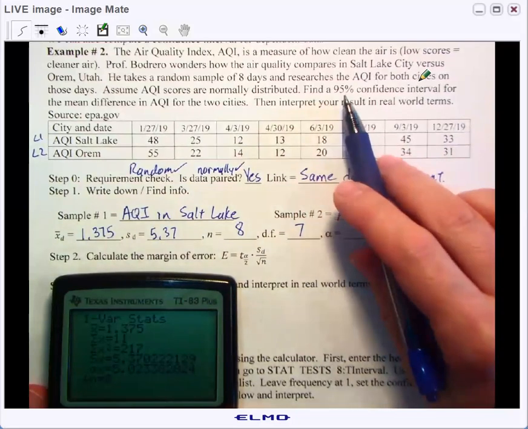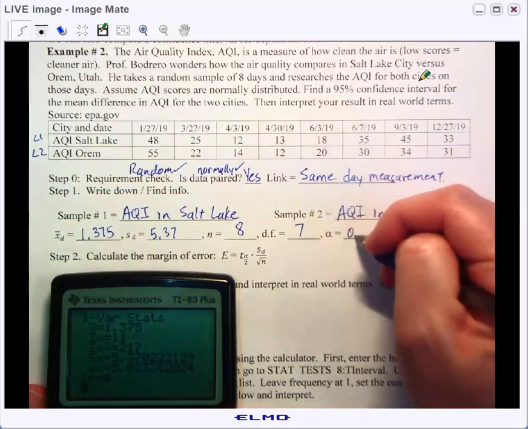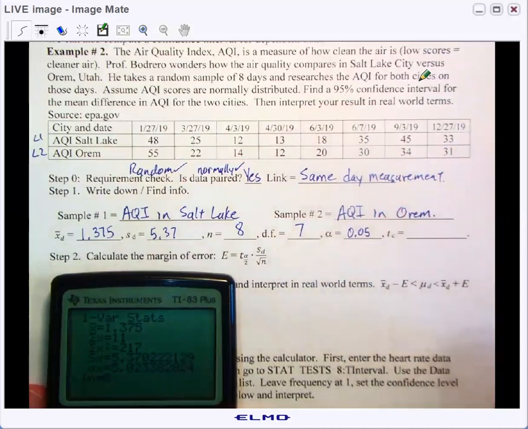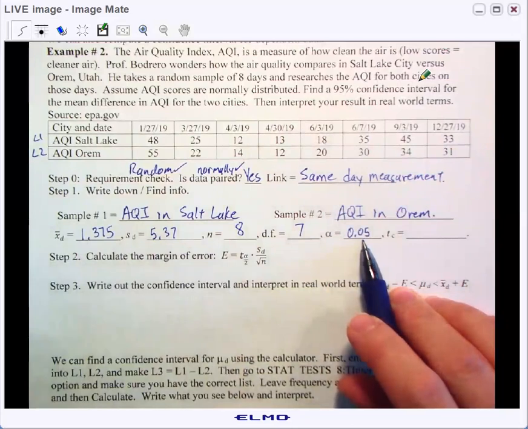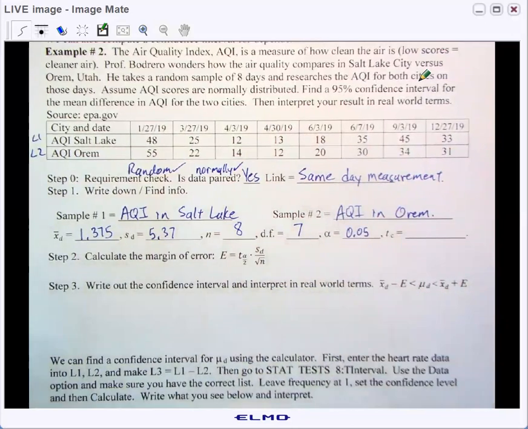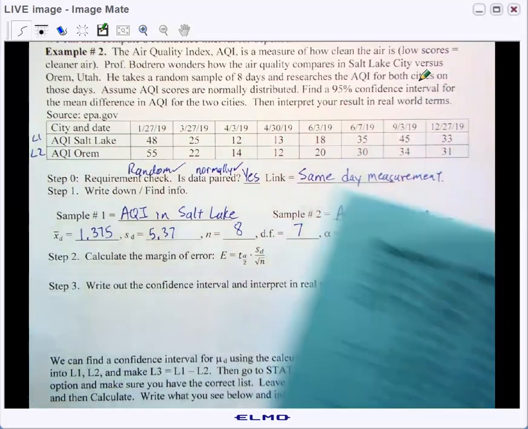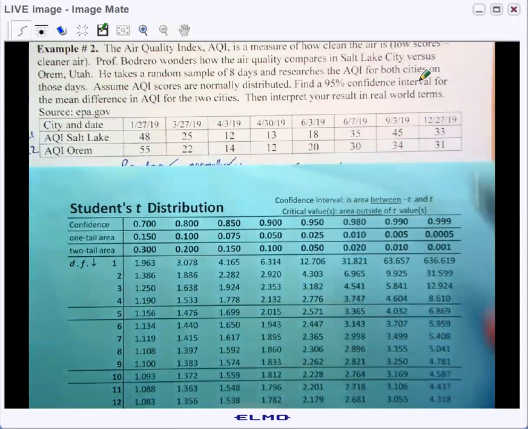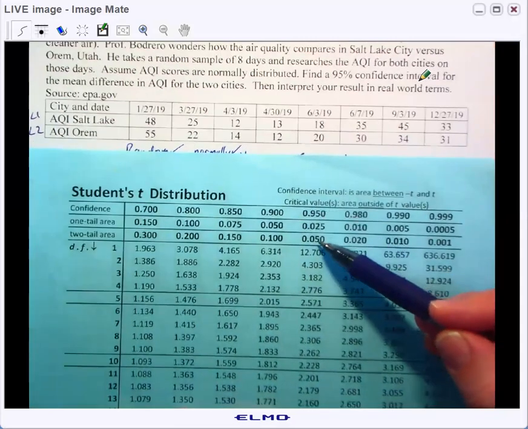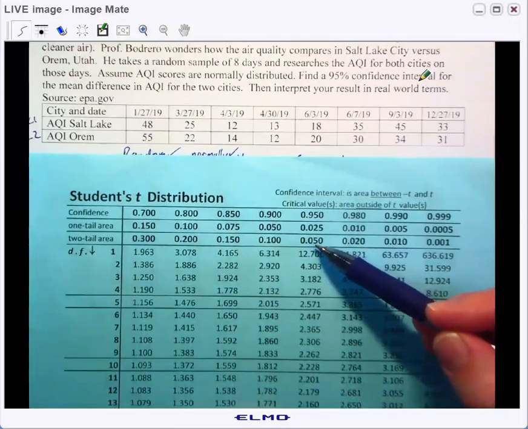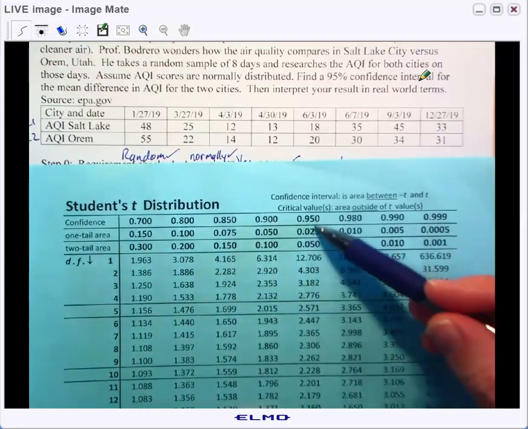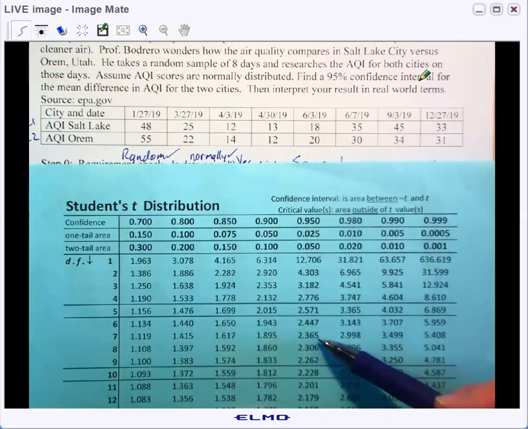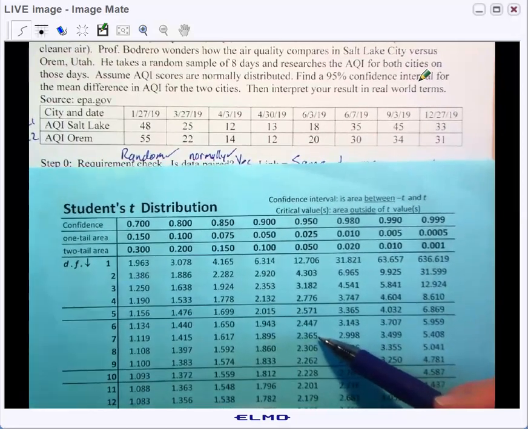And if we're 95% confident, that means we're going to have between the two tails a 5% chance of error, and confidence intervals are always two-tailed. Okay, so if we are 95% confident, you notice that means we have 5% in two tails. And we had 7 degrees of freedom. So if we come down this column to the 7 degrees of freedom row, our critical value is 2.365.